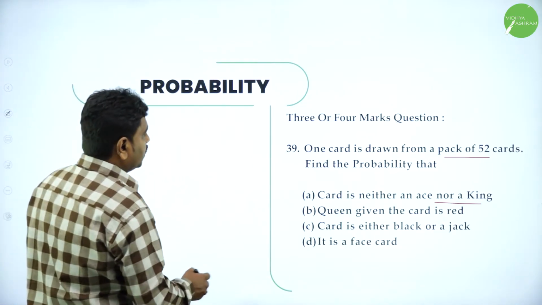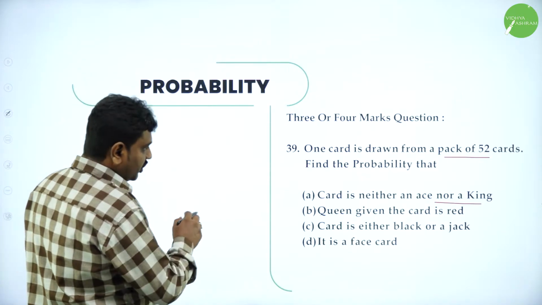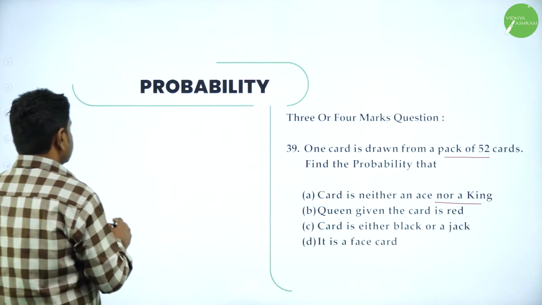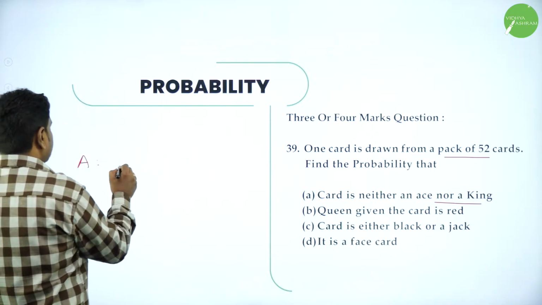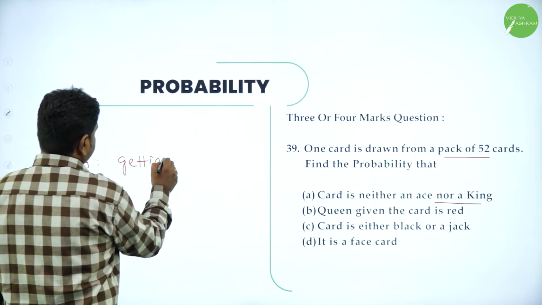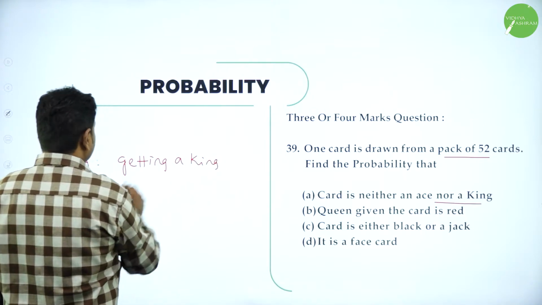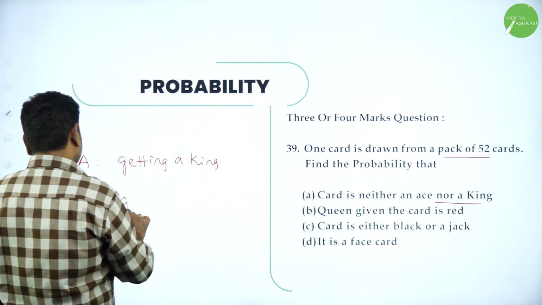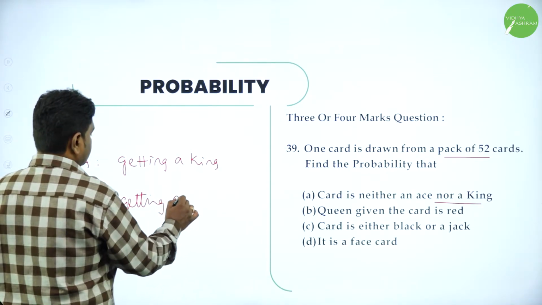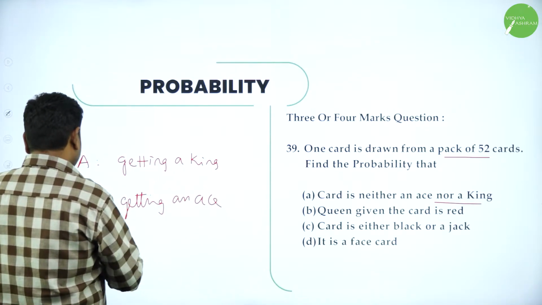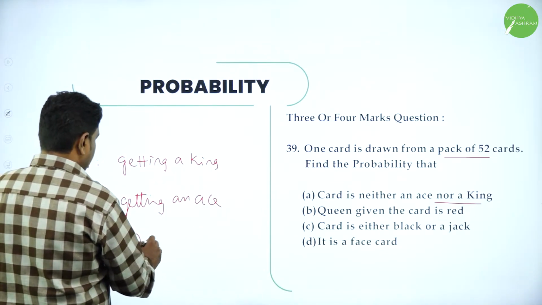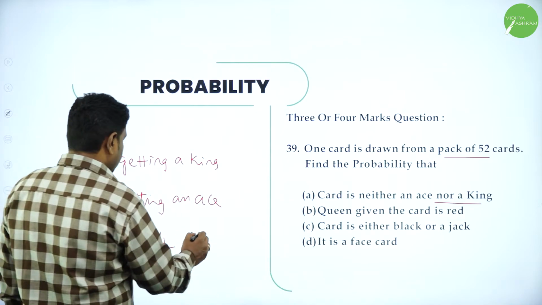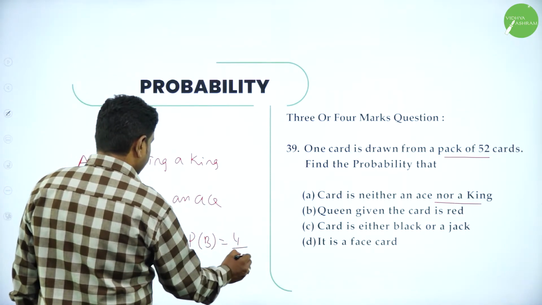So they are drawing one card. Total number of ways of drawing one card is 52C1. The card should be neither ace nor king. So event A, drawing a king. Event B, drawing an ace. P of A, the probability of getting a king, is 4 out of 52. We have 4 kings. The probability of getting an ace is also 4 out of 52.